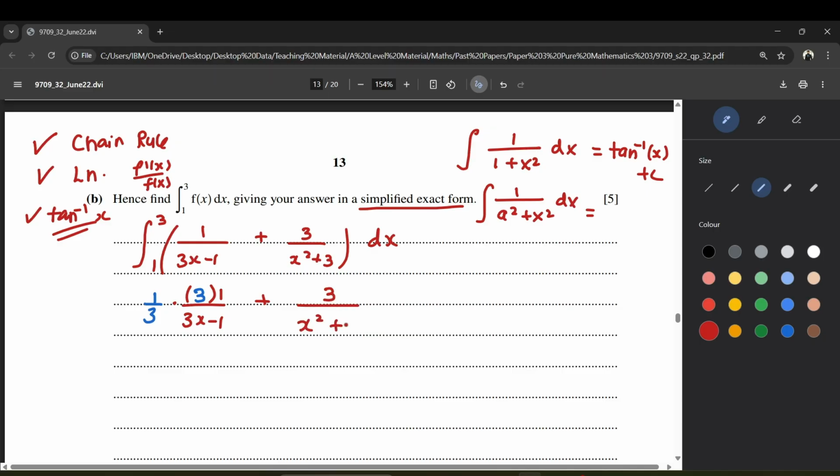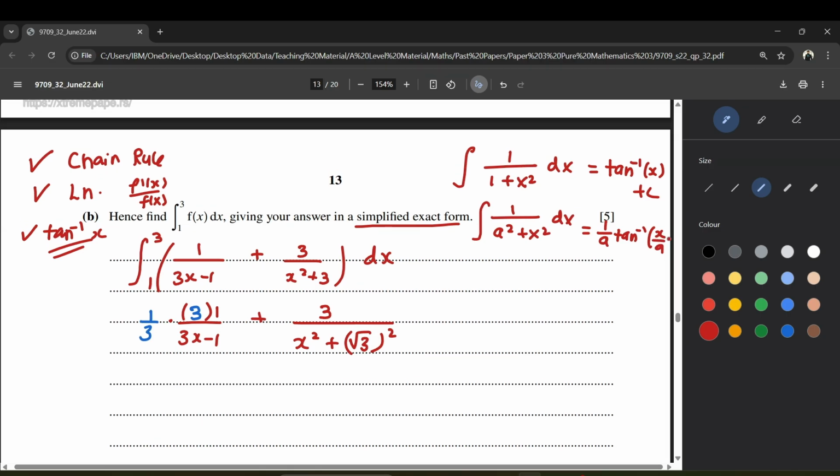This is x squared. Now, if I have a number and I square it, I should get 3. What is that number? That number would be root 3, right? Because if I take the square root of 3 and I square it, I'm going to get this. So this is actually in this form. So therefore, the standard result tells us that it will be 1 upon a tan inverse x upon a, plus c. Now definitely this is a definite integral, so we don't have to write c, but this is the standard result that we have to use.